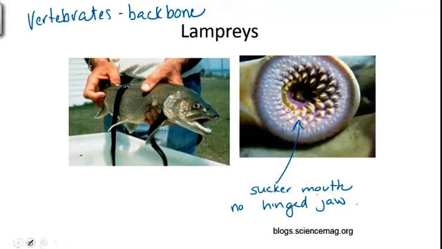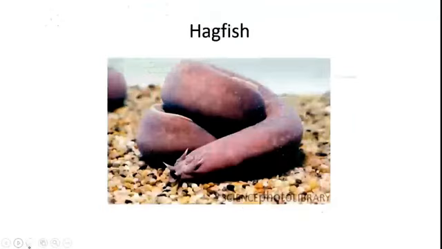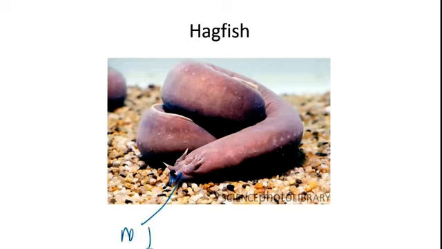The next group, the hagfish, are very similar. The hagfish look kind of like an eel. They're very slimy, so they do have a backbone, but if you look at their mouth here, they also have no jaws. So these two groups of vertebrates have a backbone, but they have no jaws. So let's go through the features of the vertebrates.